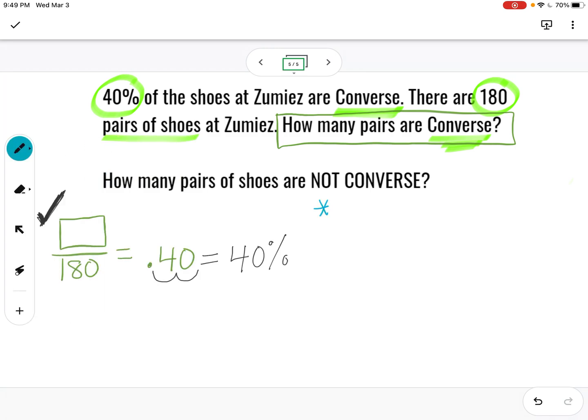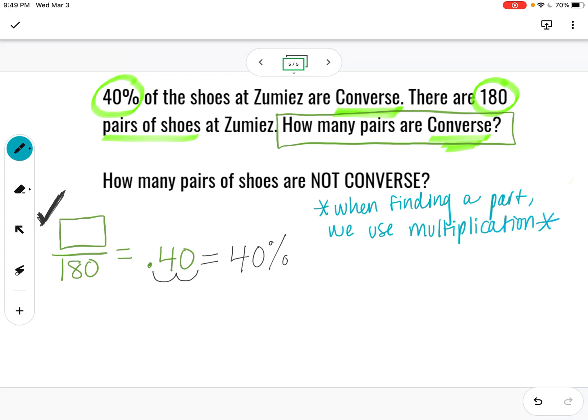And I know I'm looking for a part. And we can reference back to our notes and just our general understanding of this. Anytime we're finding a part, do we use multiplication or division? When finding a part, we use multiplication because remember when it comes to percent problems, what we are going to do is we are going to multiply by that percent in order to get our answer. And remember, anytime we multiply by something smaller than 1, it's going to give us a smaller answer.